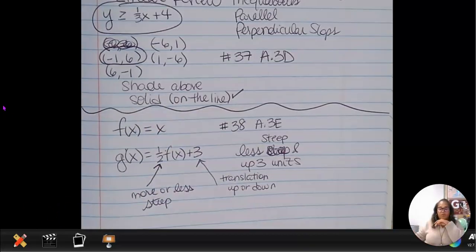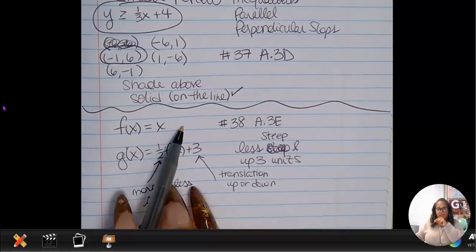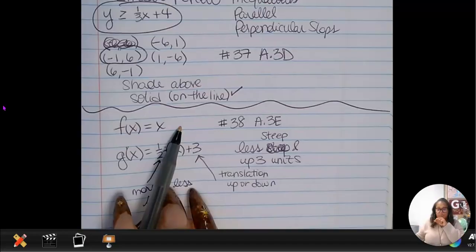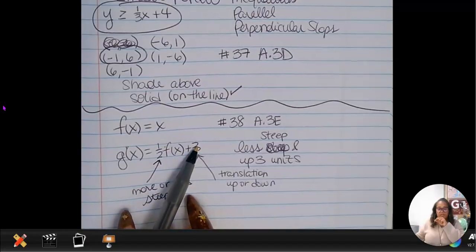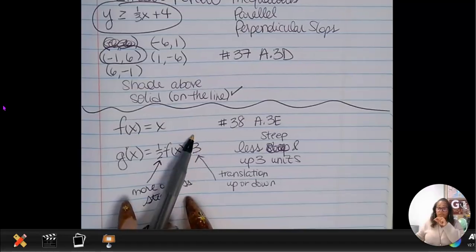Also, we need to make note of the y-intercepts. Here, if there's nothing that I'm adding to this x, the y-intercept would be 0. Here, there is something that I am adding after the x. It shifts up, so that means it increases.